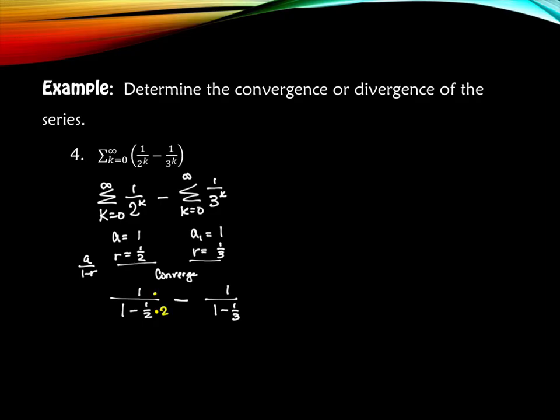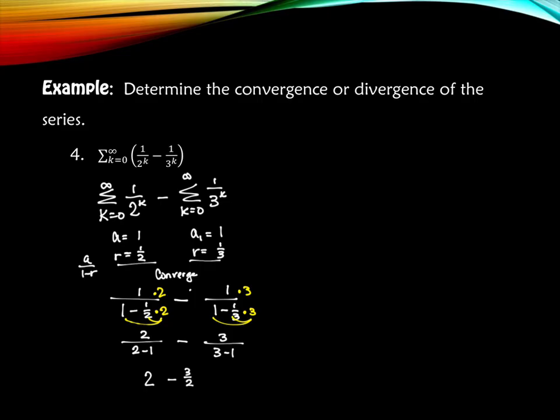I like to get rid of the little fractions, so I'm going to multiply by 2. So this is going to give me 2 over, be sure you distribute, 2 over 2 minus 1. I'll do that in a second. And then I'm going to do the same thing over here, times 3. So this is going to be 3 over, again distribute, 3 minus 1. So the first one's 2. What's the second one? 3 over 2, or 3/2.